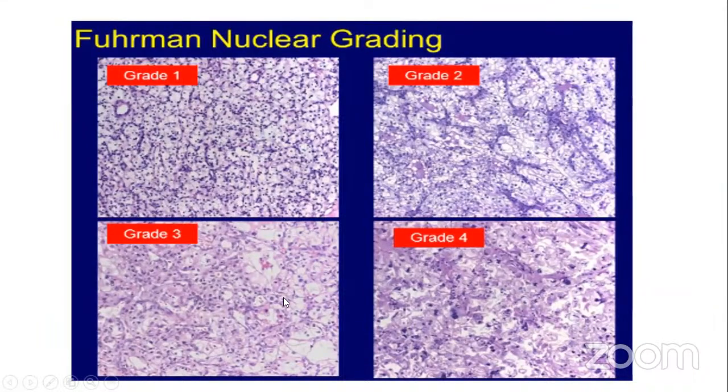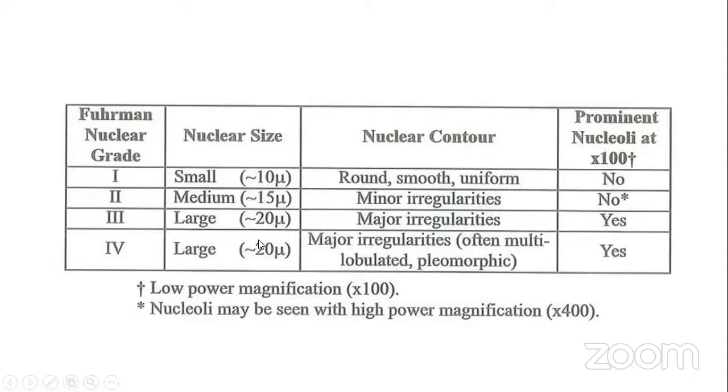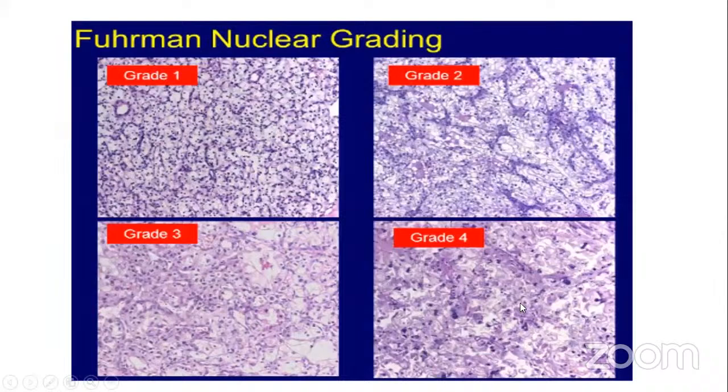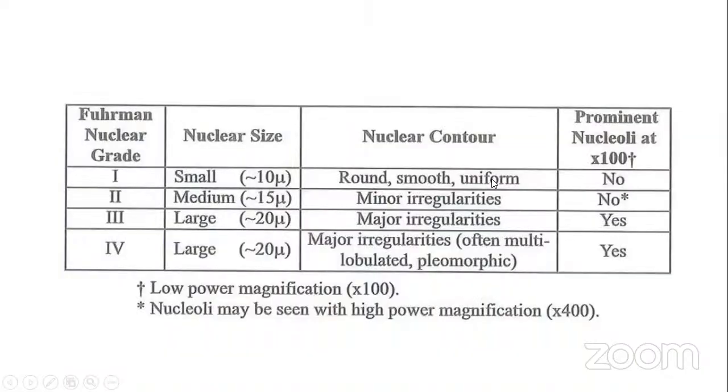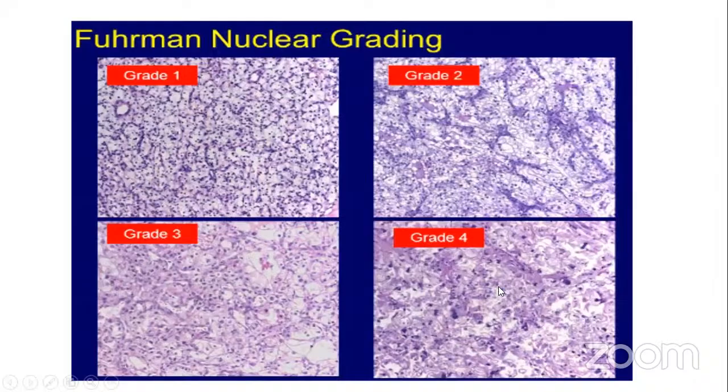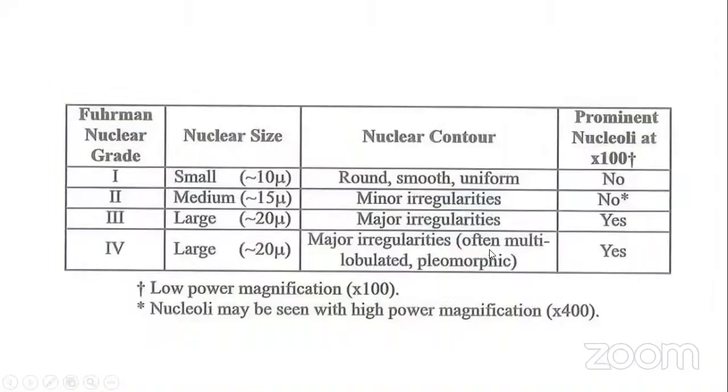Grade 4 has characteristically large nuclei, about 20 microns as in grade 3, with major irregularities, often multilobulated and polymorphic. As you see here, the nuclei are not as clear as the others. In grade 1 they are round, smooth, and uniform. In grade 4, it is not possible to differentiate the nucleus; it is polymorphic with major irregularities, as in grade 3, and it is also possible to see it with low power magnification.